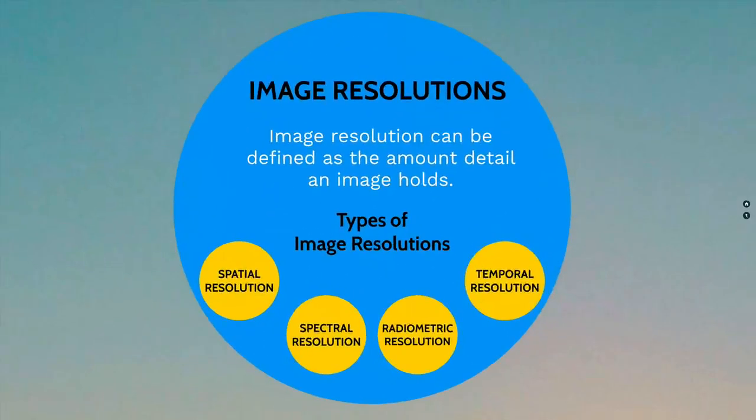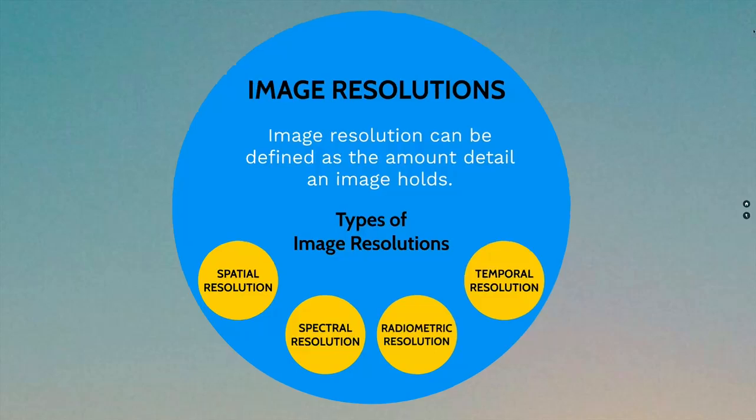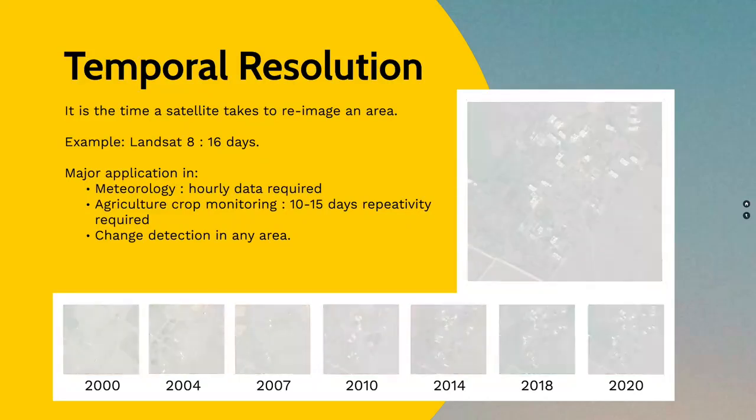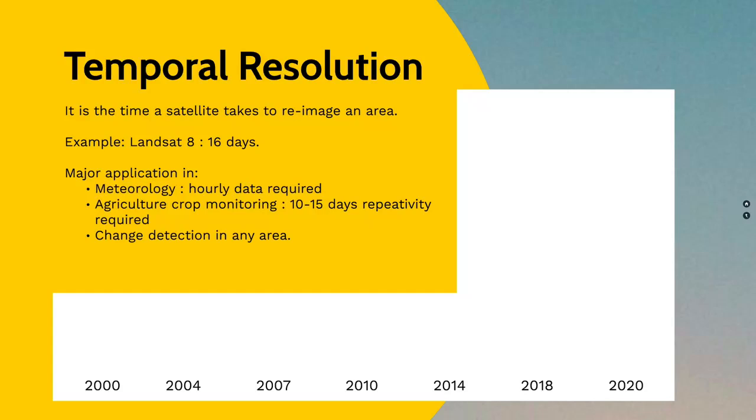Now let's move over to the next and final section, that is temporal resolution. Temporal resolution is defined as the total time a satellite takes to revisit an area to take pictures. This helps us to understand the landscape characteristic changes over the period of time. For instance, Sentinel-2 provides data at a temporal resolution of 5 days, while Landsat 8 provides data at a temporal resolution of 16 days.